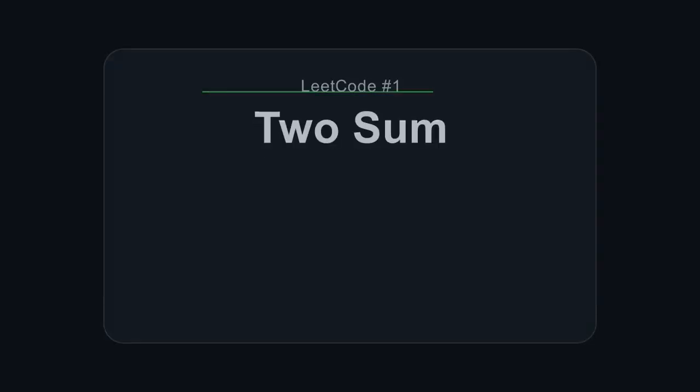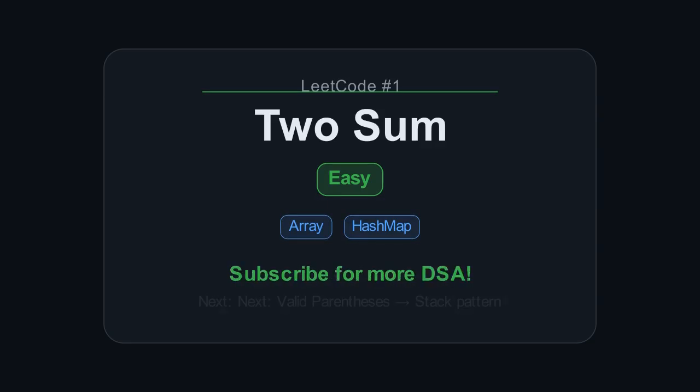And that's 2-sum. The key takeaway: whenever you need to check if a complement exists in an array, think HashMap. This pattern applies to dozens of LeetCode problems.